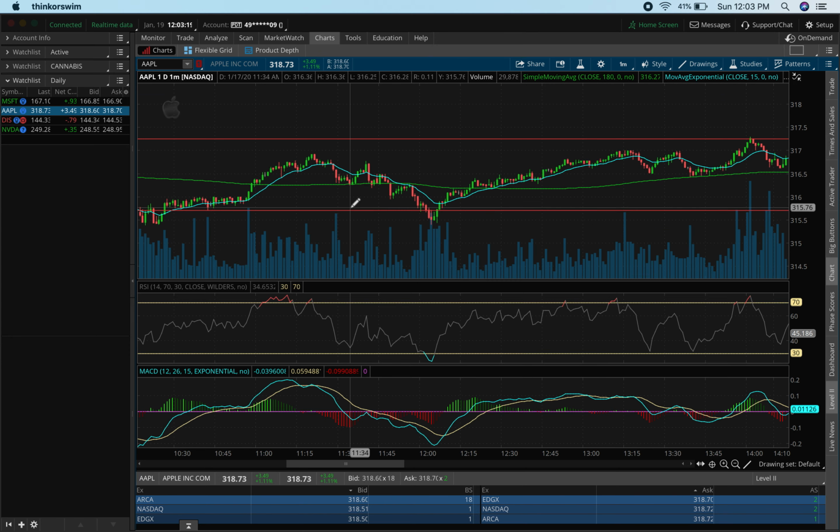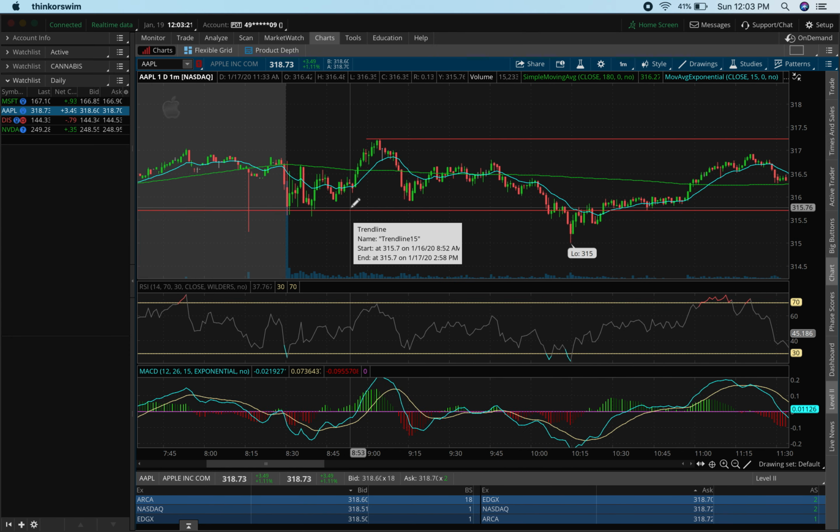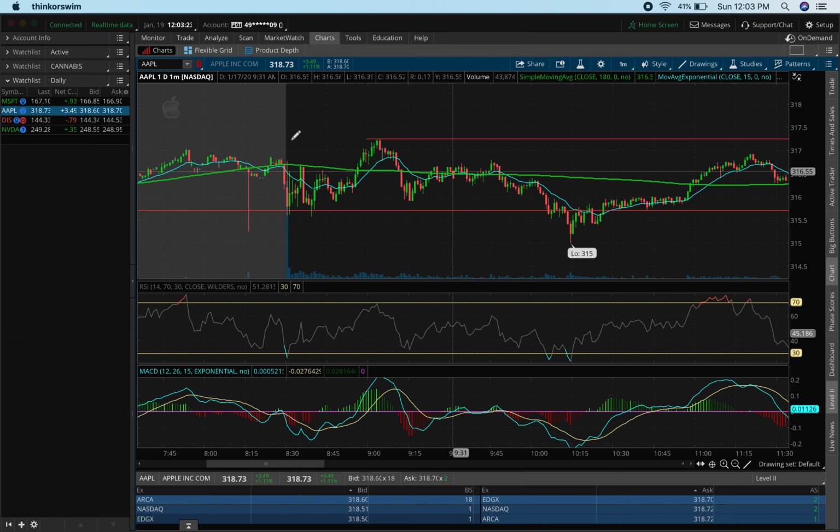But that's pretty much how I identify support and resistance. I use the SMA line a lot, which helps me identify whether it's support or resistance. And then I'll just draw a trend line right here, which gives me a better idea. If it does hit that and it holds, then that's a solid indication of whether it is support or resistance.